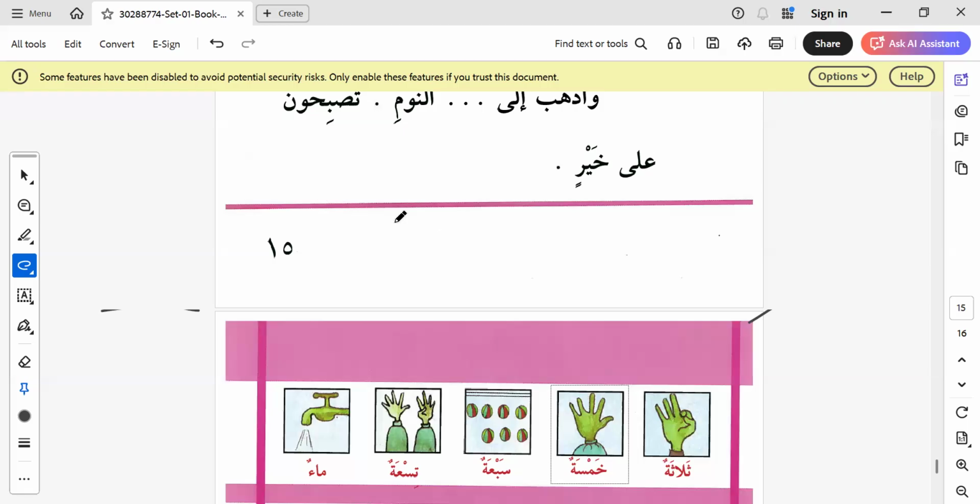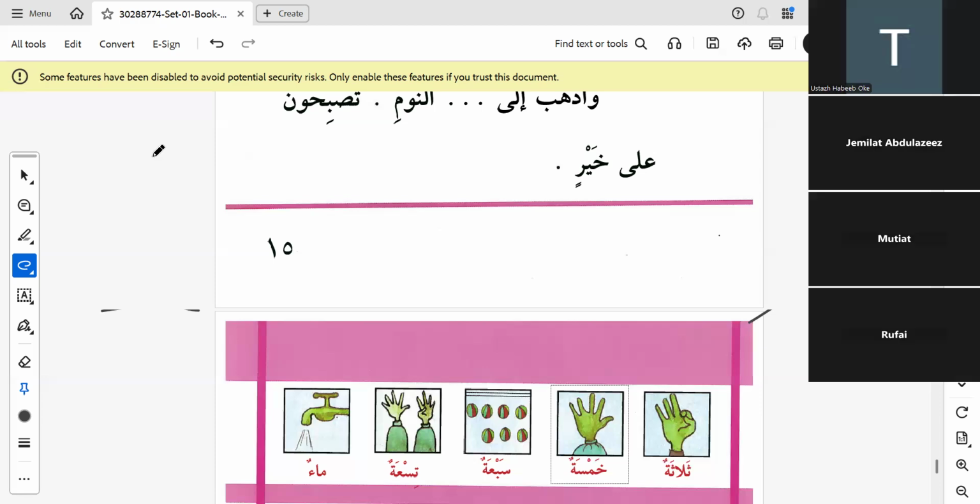This is about numbering from 1 to 10. So watch the video so you can understand before you try the assignment. May Allah subhanahu wa ta'ala make it easy. Wassalamu alaikum wa rahmatullah. Any question before we go? Okay, whatever question you have, you can always send it to the group, inshallah.